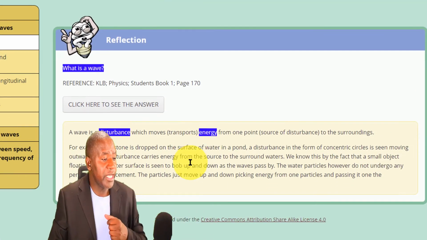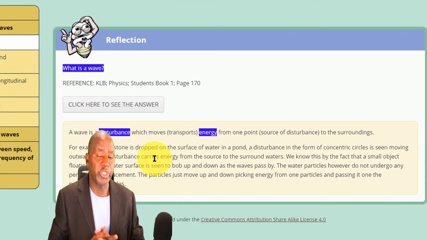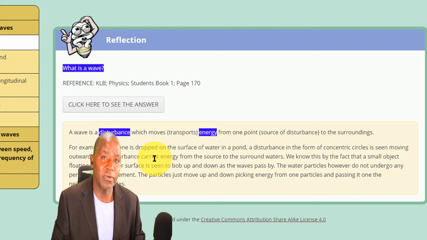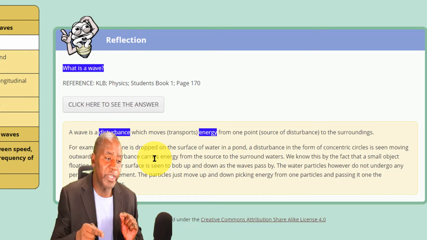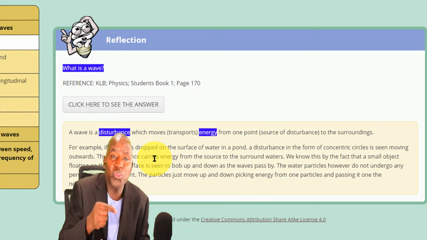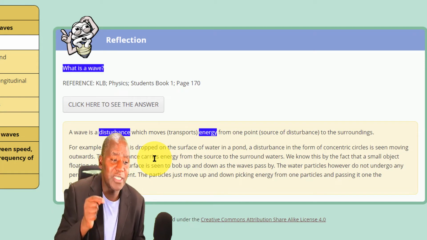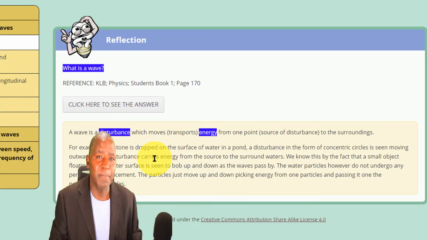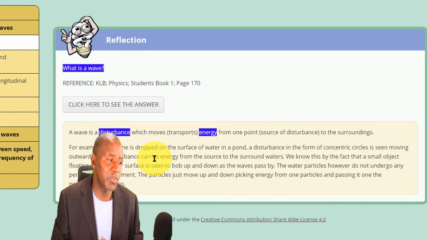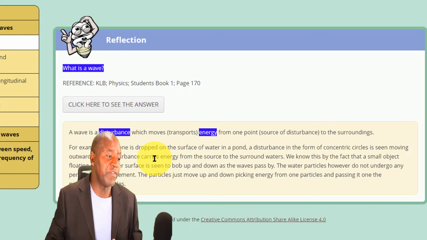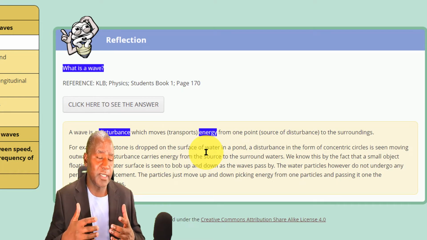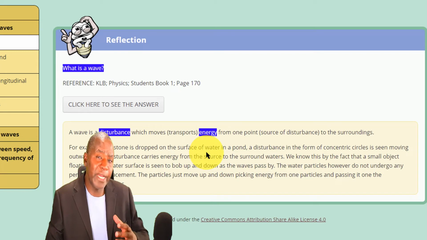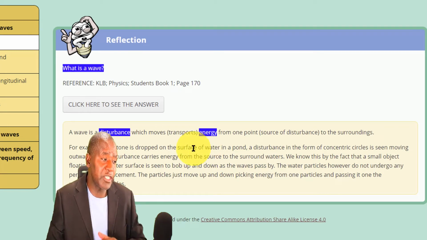When you click on it, there is a lot of information on what you can write down. And probably the one that I expect is a wave is a disturbance which moves or transports energy from one point, which is referred to as the source of energy or the source of the disturbance, to the surroundings. That would be enough for that particular space. I've given you a few illustrations here explaining further on what a wave is all about.